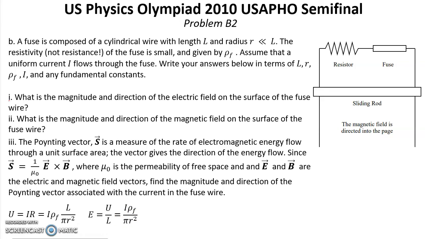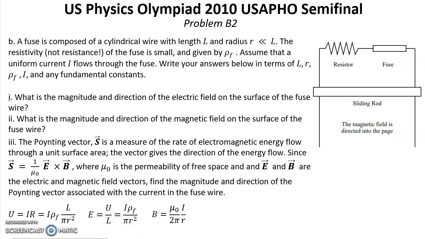Now the magnetic field we can count from Ampere's law. If we have a wire with current I and radius r, on the surface of this wire we have a magnetic field equal to this expression. And if the current is going inside of this page, the magnetic field is going clockwise. And from these two directions, electric field going inside of the page and magnetic field going clockwise, we can count the magnitude and the direction of the Poynting vector.